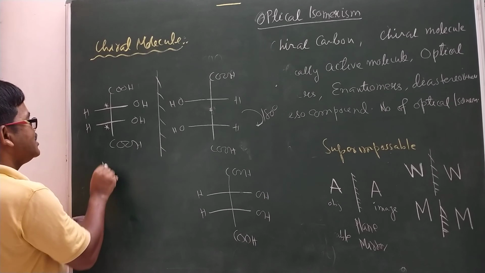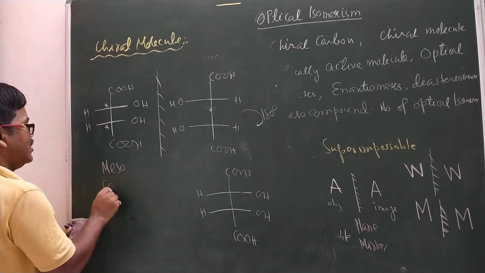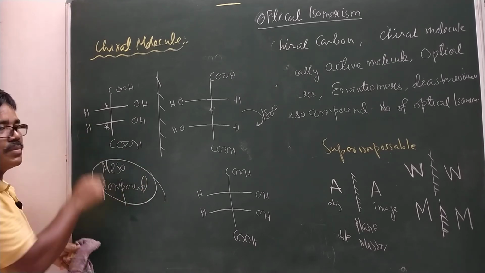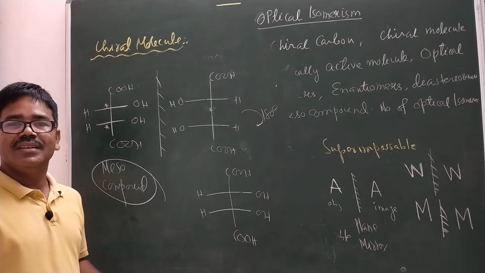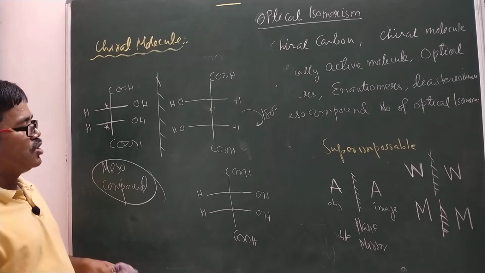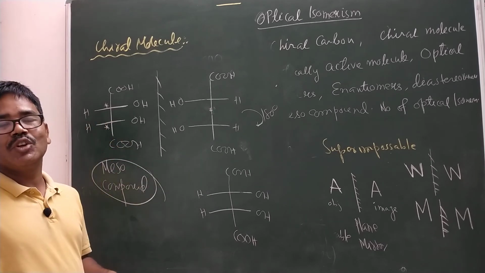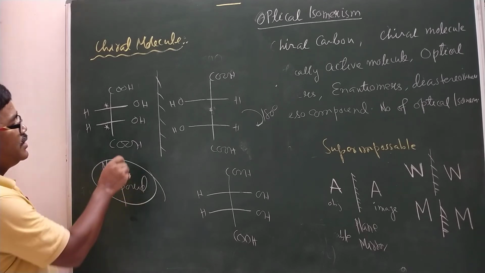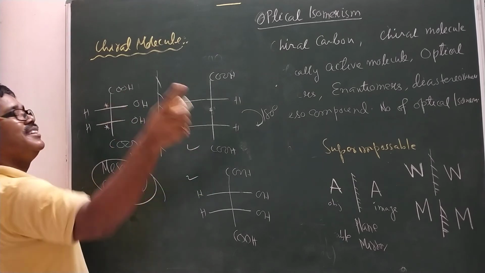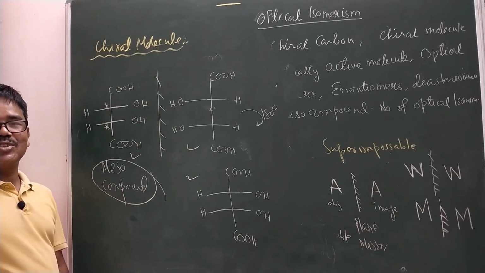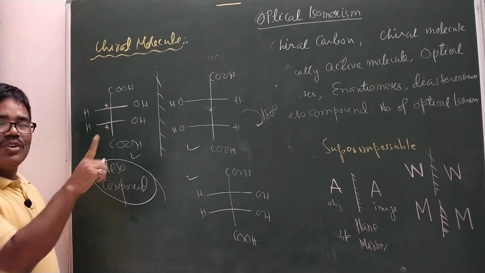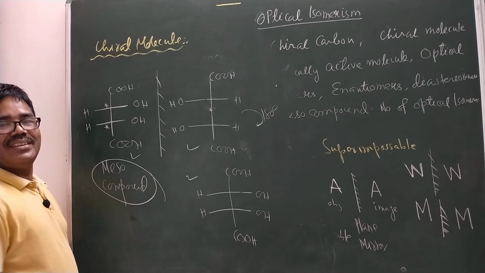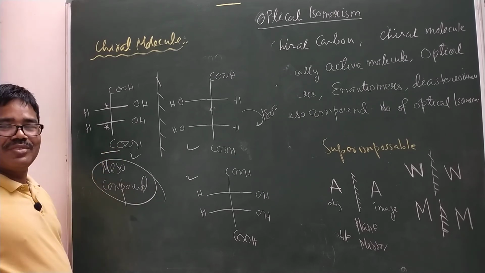This molecule I say is the meso compound. There is a chiral carbon, but the molecule is not chiral because it has a superimposable mirror image. This is called a meso compound. That means here all three are identical. All meso compounds and their mirror images are identical. This kind of compound is called a meso compound.